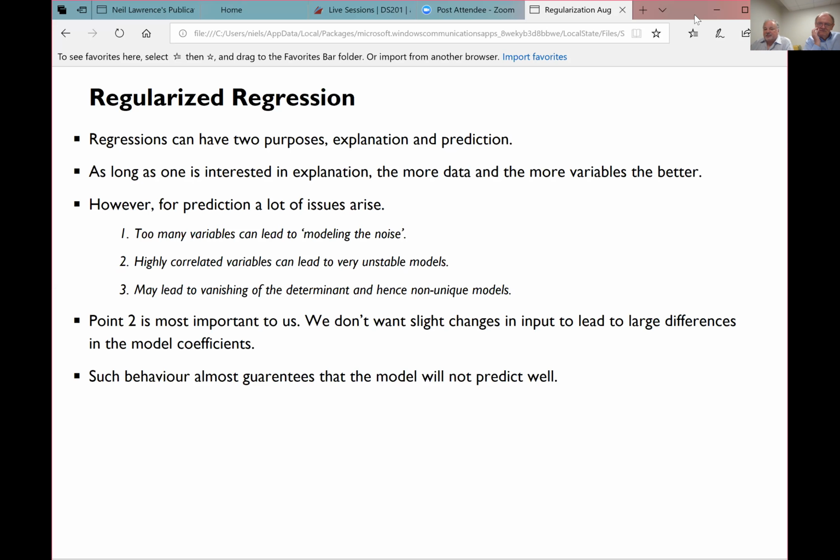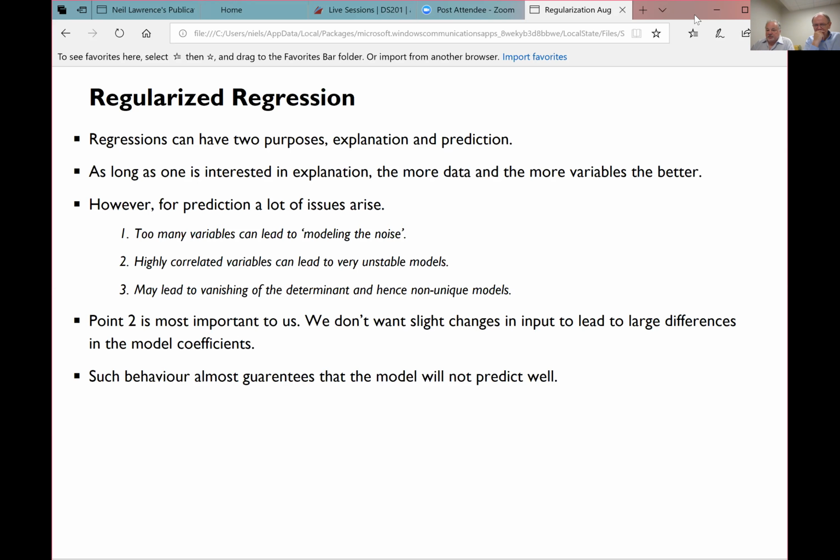There are a few problems that can arise, and I've listed three of them. Too many variables can lead to modeling the noise. In other words, unless your data set is perfect, with no noise, in which case there's no need to do machine learning, your data information is not perfect. And if you have too many variables, the noise components become more and more important.